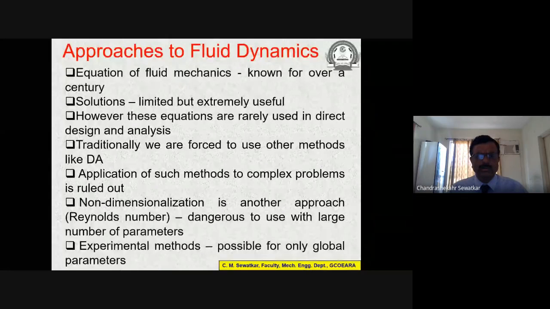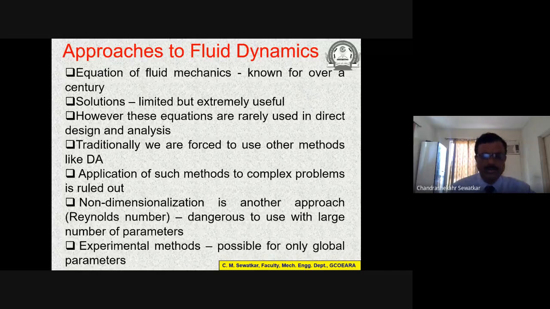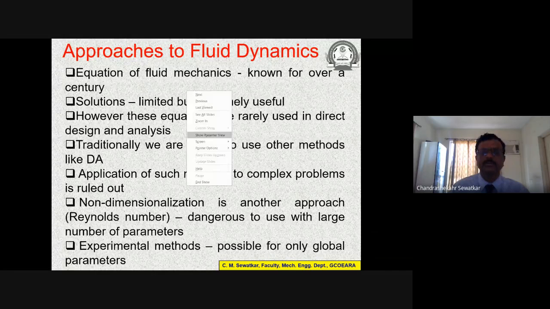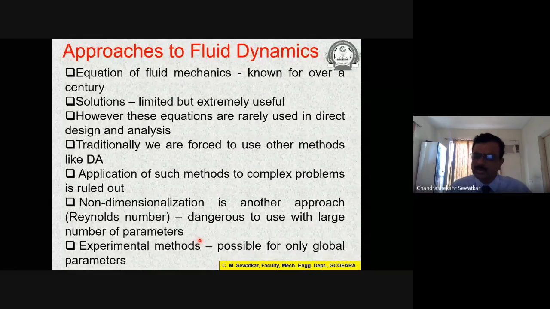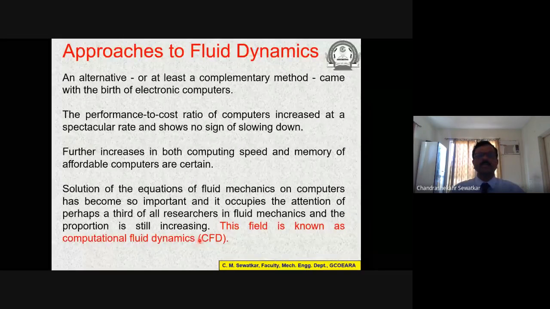However, all these methods have certain restrictions. There are also some experimental methods that we may use to obtain the solution for the velocity and pressure. However, all these methods have certain limitations, and then the alternative approach, or at least a complementary method, came with the birth of computers. And that method is, of course, computational fluid dynamics.